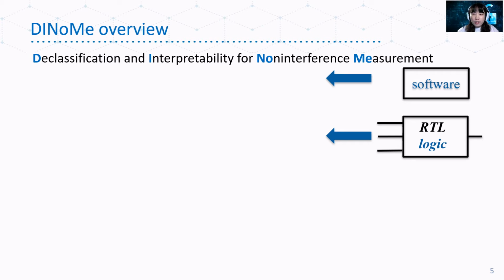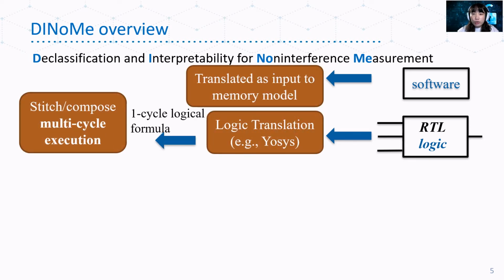In the first step, instead of using symbolic execution, we just use a logical translation function provided by a synthesis tool called IOSIS to translate a Verilog specification to an SMT2 formula, which represents the one-cycle state transition logic from a fully symbolic hardware state to the next state, and also generate an initialization logic, which treats the software as inputs to the memory models to initialize the memory for the future execution. And then we can incrementally compose a logical formula for multi-cycle execution by stitching the initial logic with the translation logic for multiple cycles.